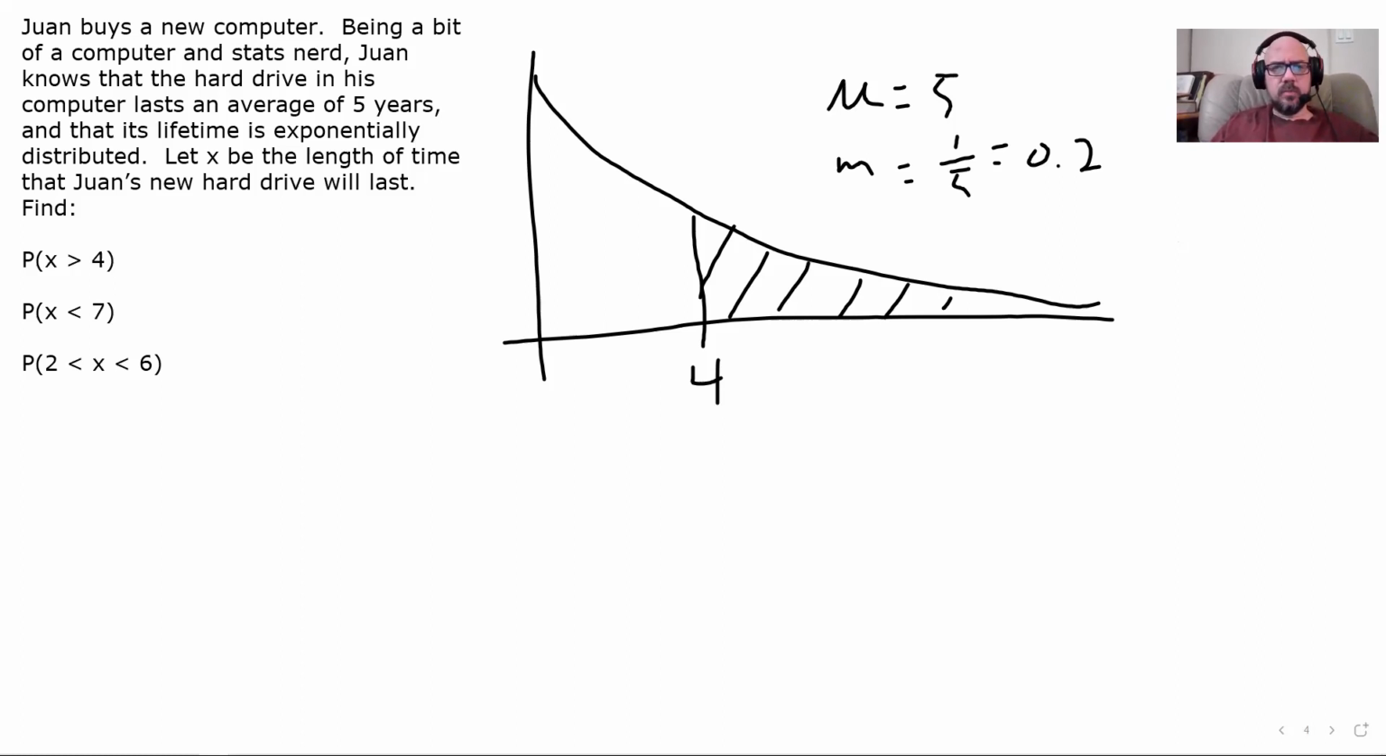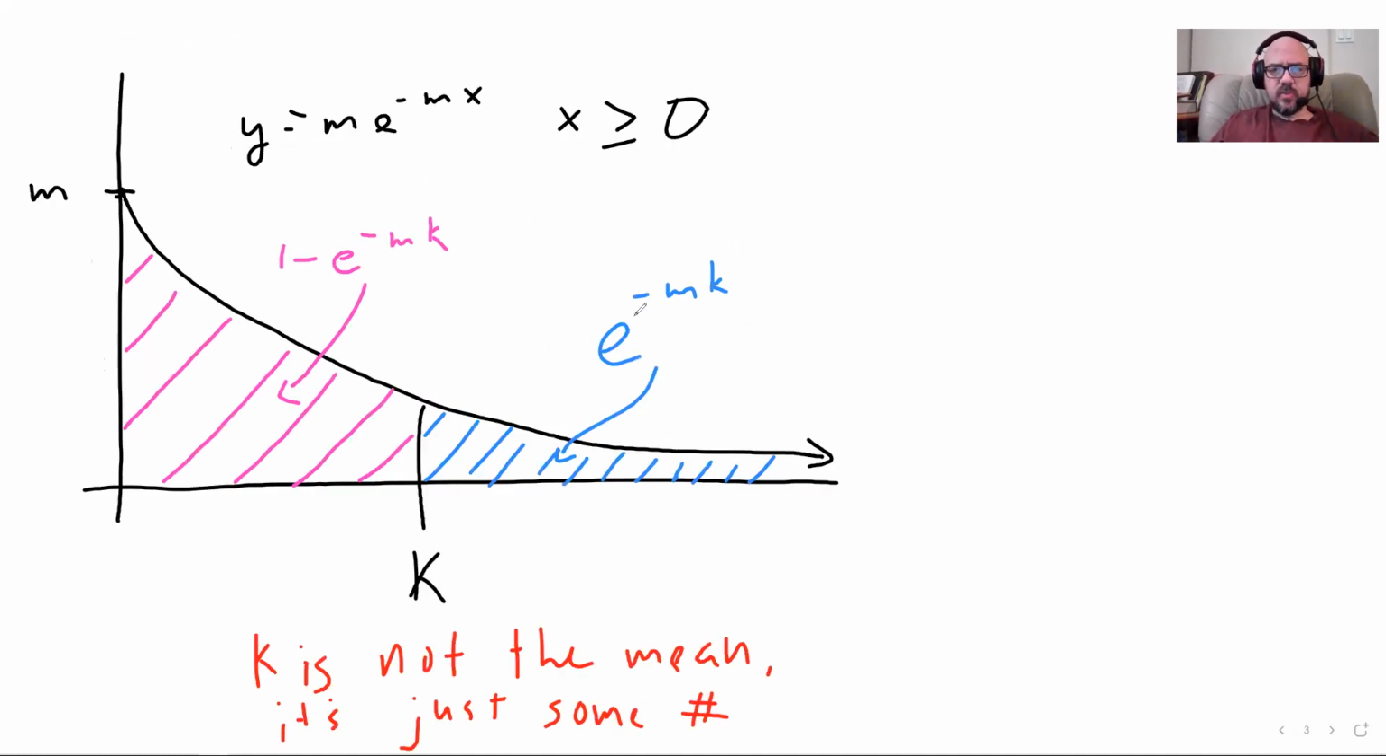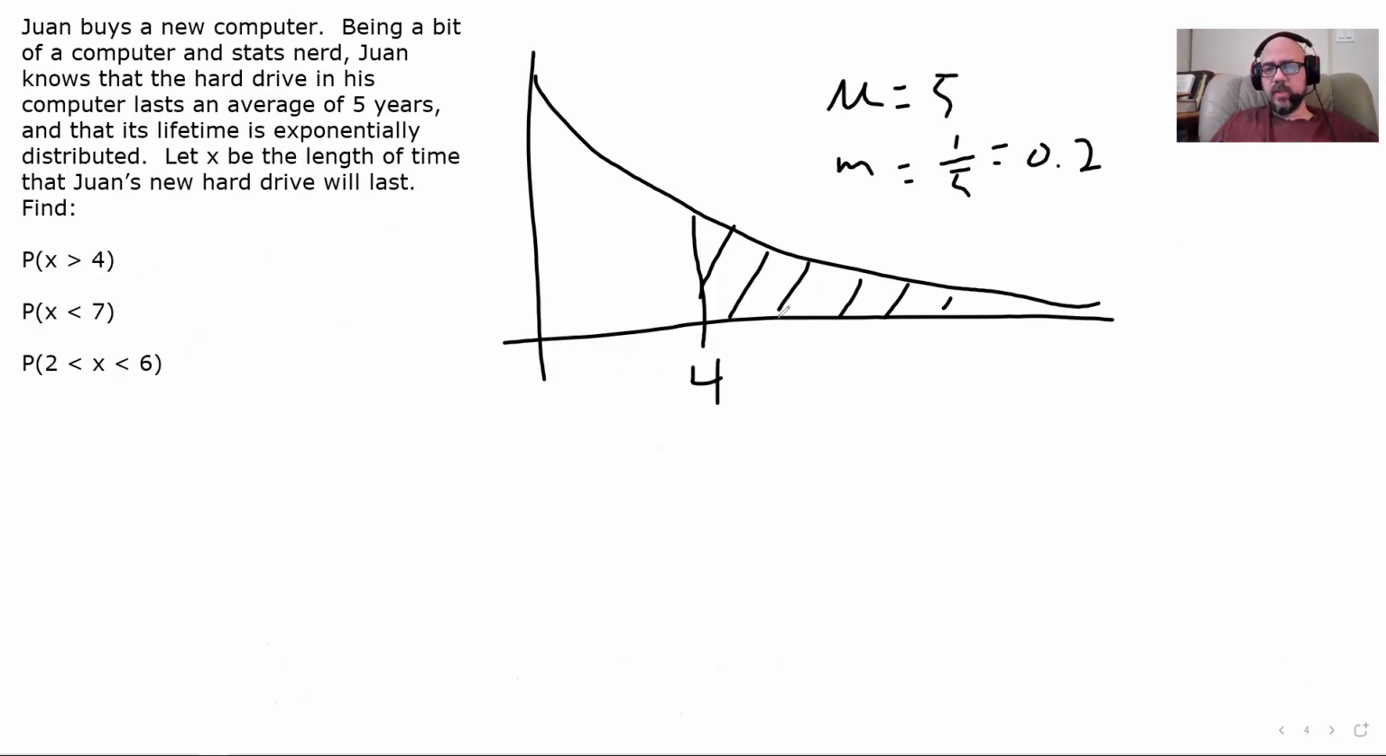And I'm going to put in the function with k equals 4. So the function I'm going to use to find that area is this one, e to the minus mk. Right, so m is 0.2 for us, and k is, for the first question, 4. I'm looking for the area to the right, so I'm going to choose k equals 4. So let's go to the calculator.